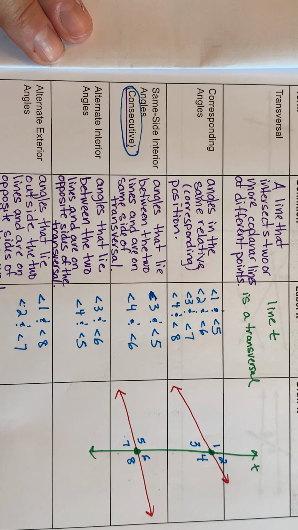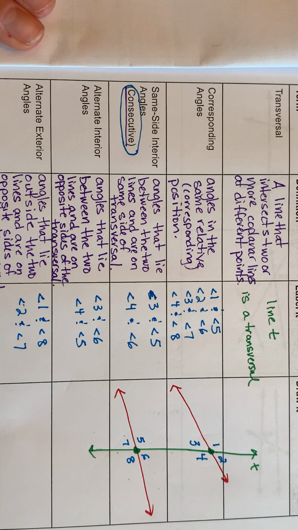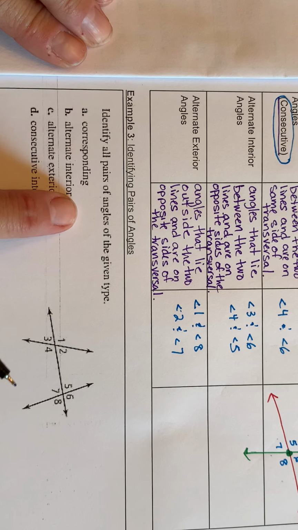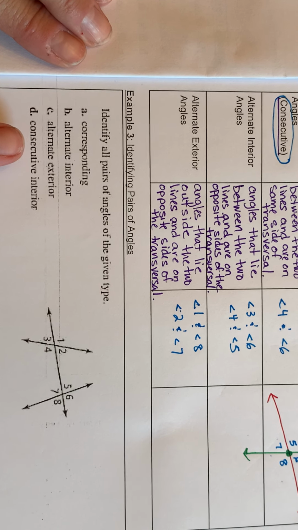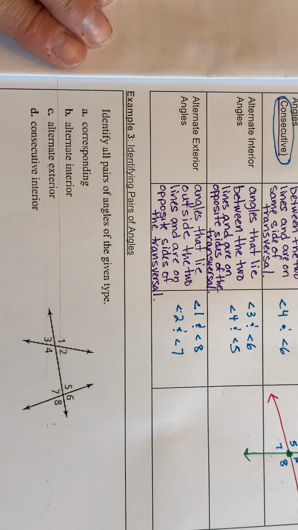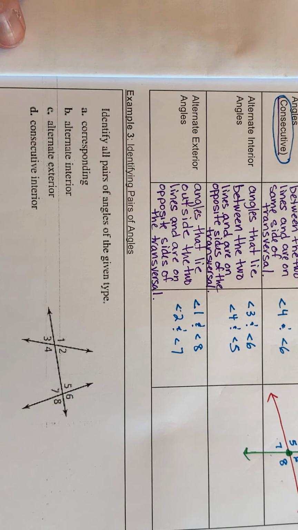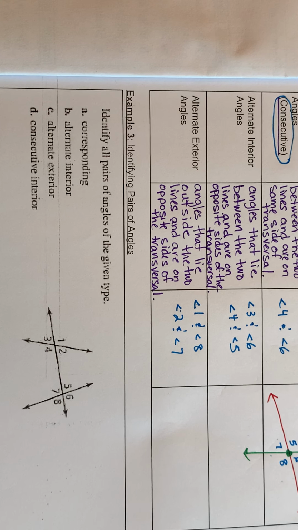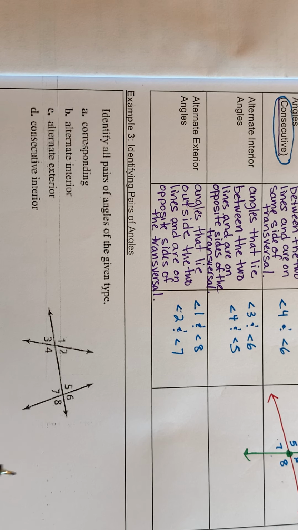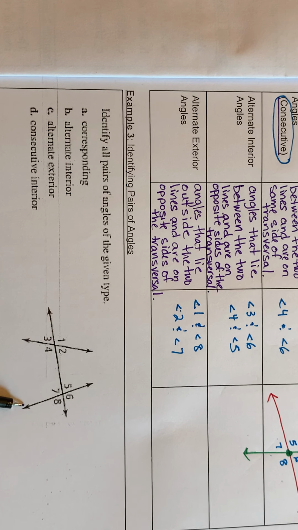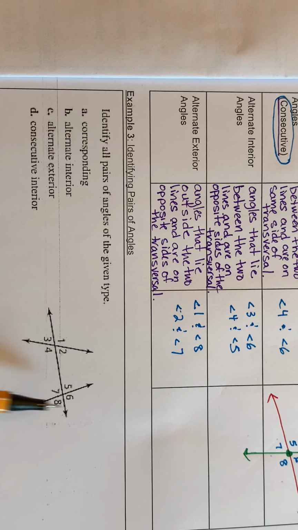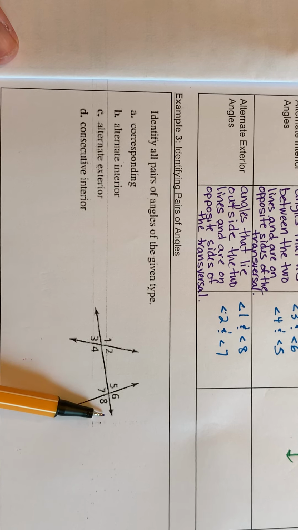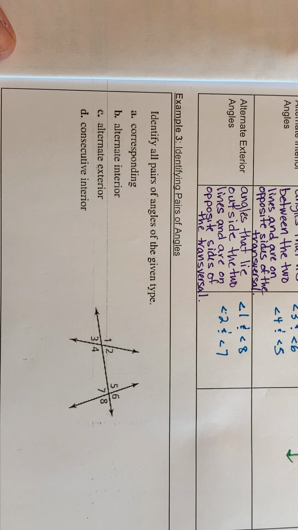So again, maybe pause the video, look that over, and then try to identify in the picture below all the types of corresponding angles: alternate interior, alternate exterior, and consecutive. So the pictures are different because the two lines are more vertical than in my initial picture example. So you still have to be able to identify those types of angles.